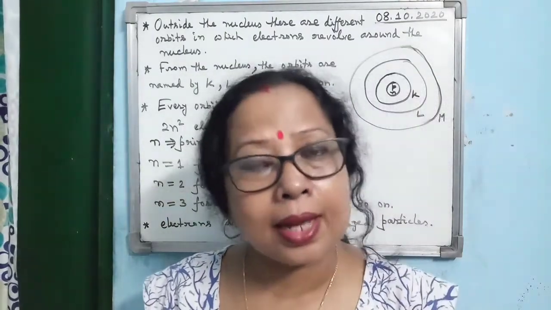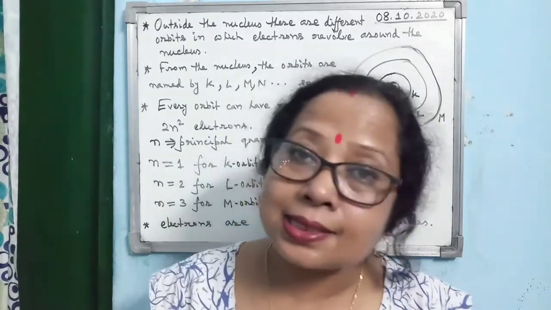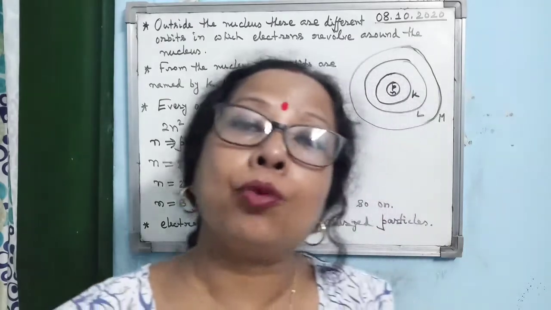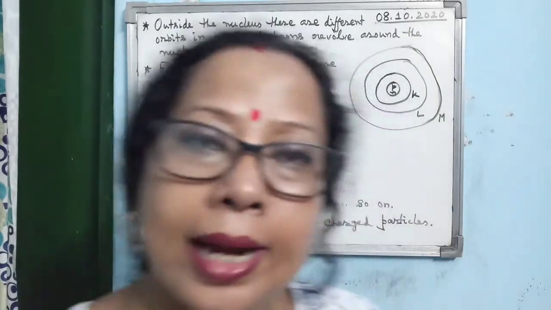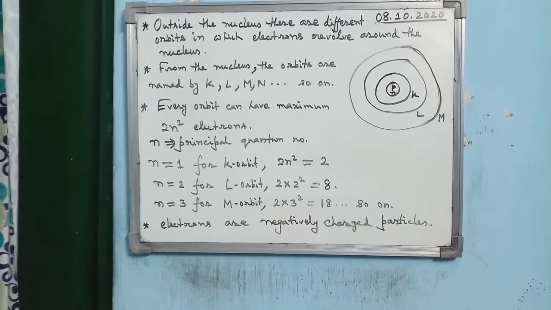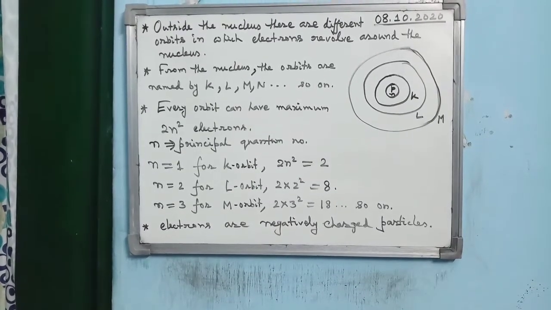Alright, I am repeating again the fact that any orbit may have less than 2n squared electrons, but no orbit can have more than 2n squared electrons. Another important fact is that electrons are all negatively charged particles. You must remember this, that electrons are all negatively charged particles.